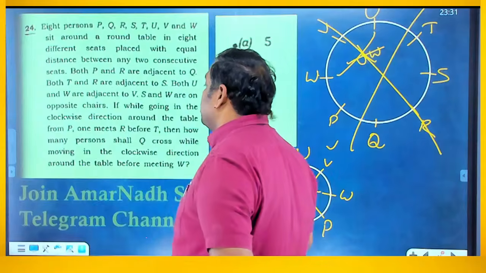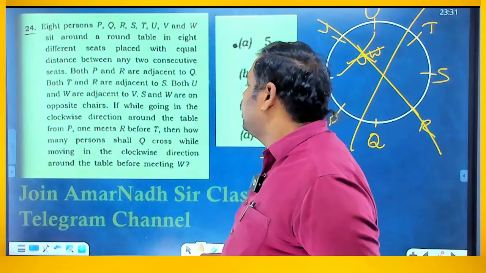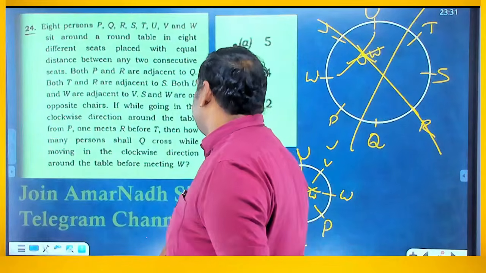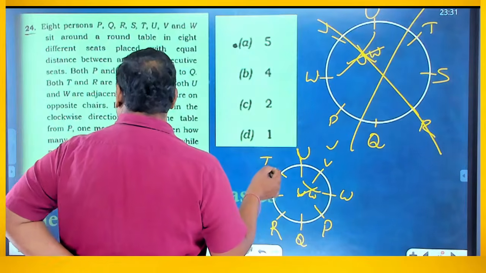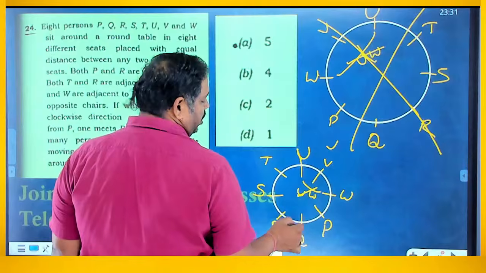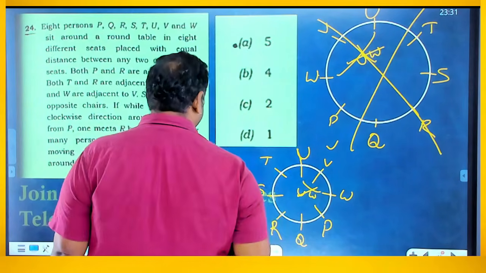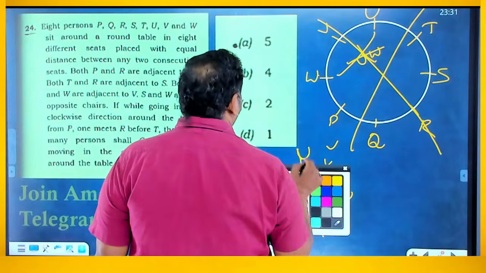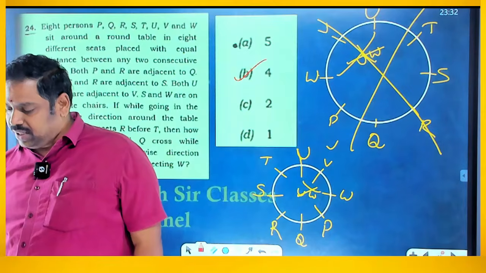Now, how many persons shall Q cross while moving in the clockwise direction around the table before meeting W? From Q in the clockwise direction, how many he has to cross before meeting W, not up to W, before. So, here to here he has to travel. 1, 2, 3, 4 members have been crossed. 4 members. So, which option is the answer here? B is the answer. Hope you understand. Right? So, the next beautiful one.